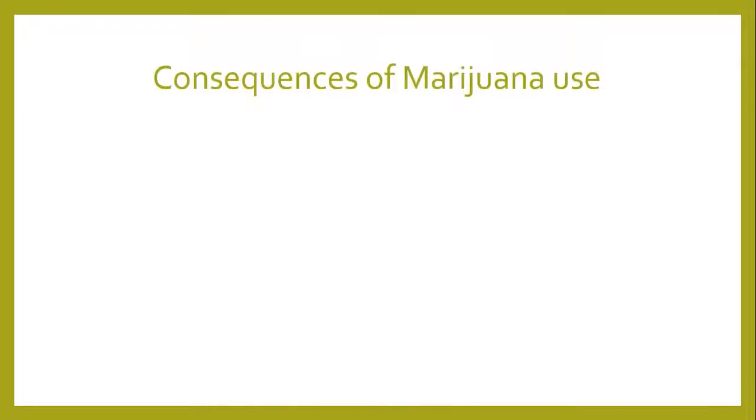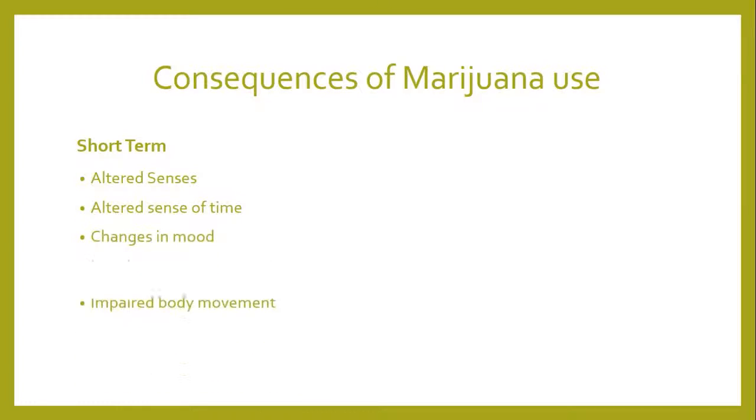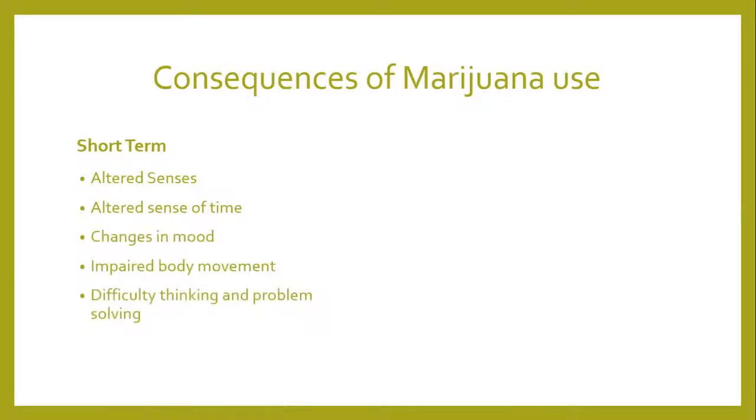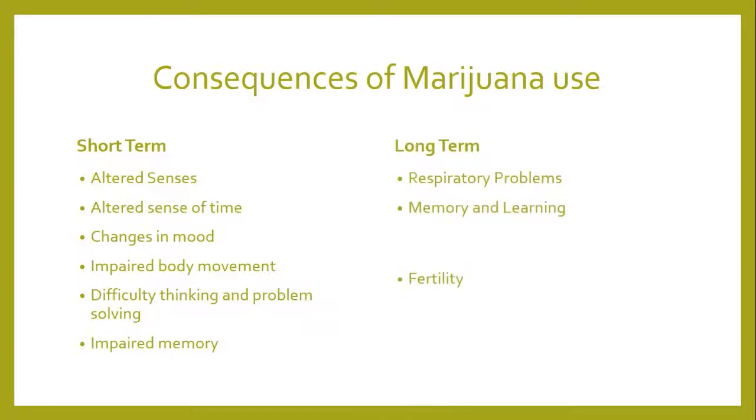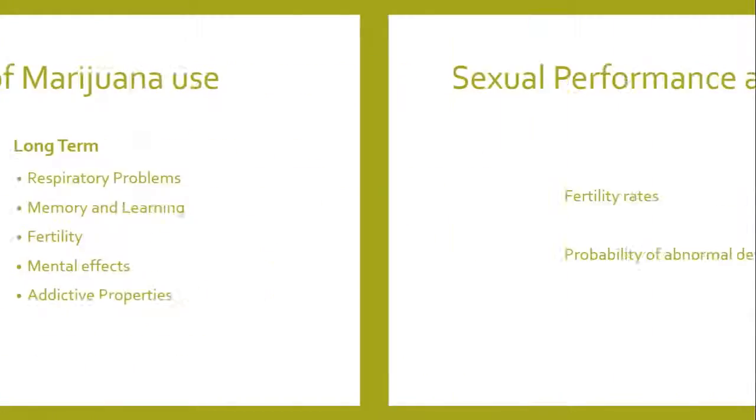Along with all of the effects on the body, there are more risks associated with marijuana use. Some short-term consequences are altered senses, altered sense of time, changes in mood, impaired body movement, difficulty thinking and problem solving, and impaired memory. Some long-term effects are respiratory problems, memory and learning, fertility, mental effects, and addictive properties.